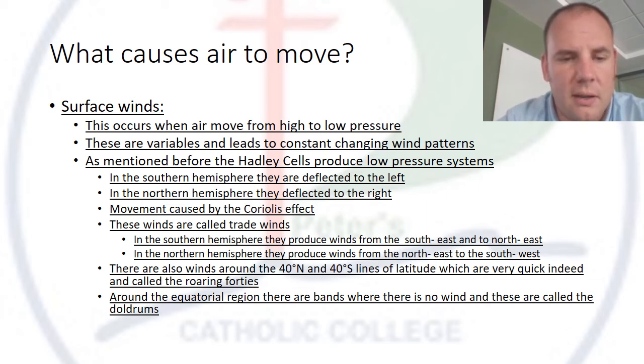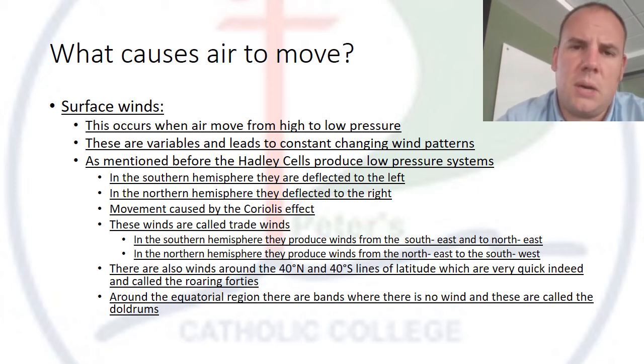and then obviously later on to Australia. There are also winds around 40 degrees north and 40 degrees south, and they are very quick, and they're called the roaring forties. Incredibly strong winds, and you'll see when they do the round the world boat race, they try and get there as quickly as they can, because that's where they get the quickest speeds.